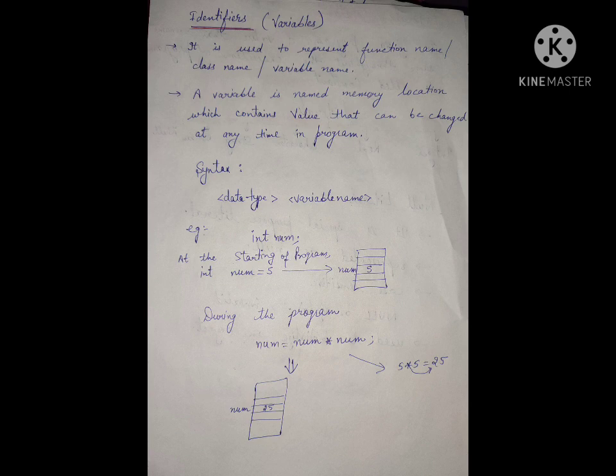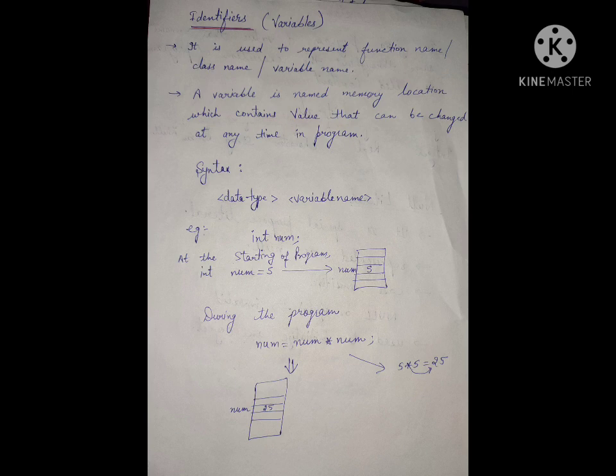Next token is identifiers, or we can say variables. Identifiers are used to represent function names, class names, and variable names. A variable is a named memory location which contains a value that can be changed at any time in your program. How can we declare a variable? Firstly, we write the data type, then the name of the variable of that data type. For example, int num. Num is the variable name that is of integer type.